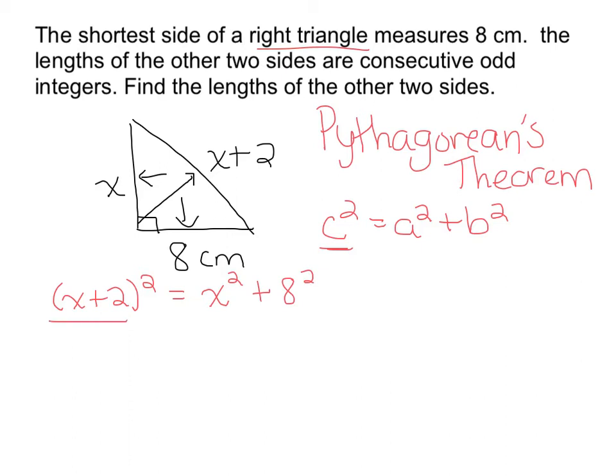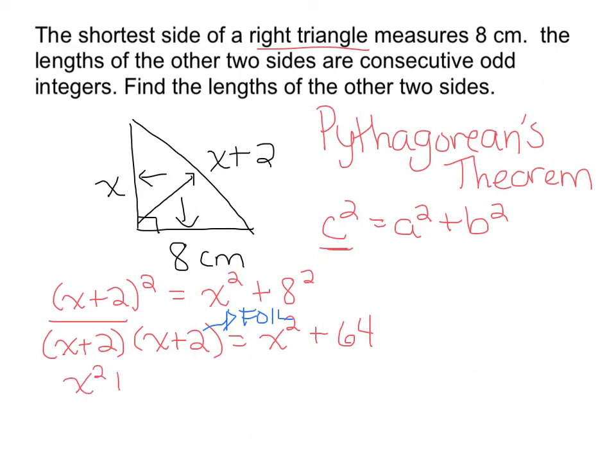When we're doing x plus 2 all squared, don't forget that this is x plus 2 all times x plus 2. So you're going to have to use FOIL. X squared plus, we'll go ahead and do that math right there. Using FOIL, you'll get x squared plus 4x plus 4 equals x squared plus 64.